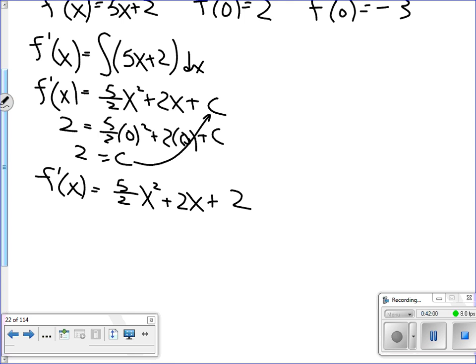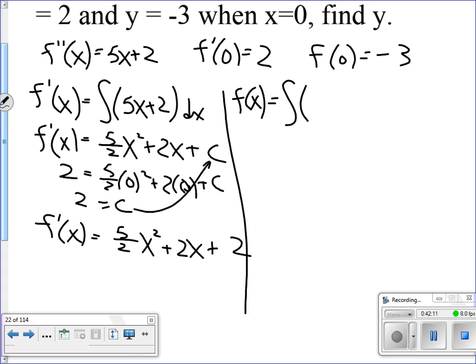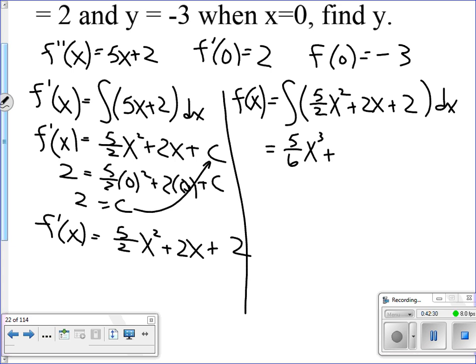So now, plugging it back in, we know that the first derivative is 5 halves x squared plus 2x plus 2. Now we're going to take the antiderivative of that to get the function. So 5 halves x squared, we add 1 to the exponent, that's x cubed, so we multiply by a third. So 5 sixths x cubed, plus we have x squared plus 2x plus c.